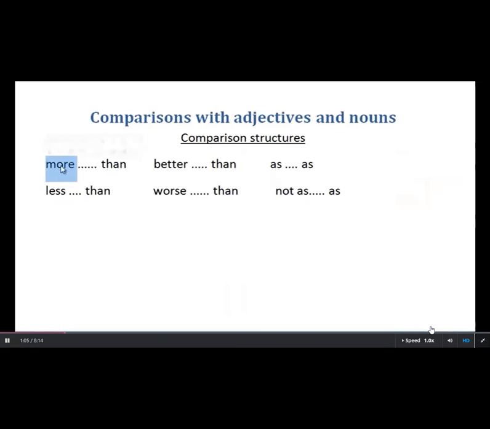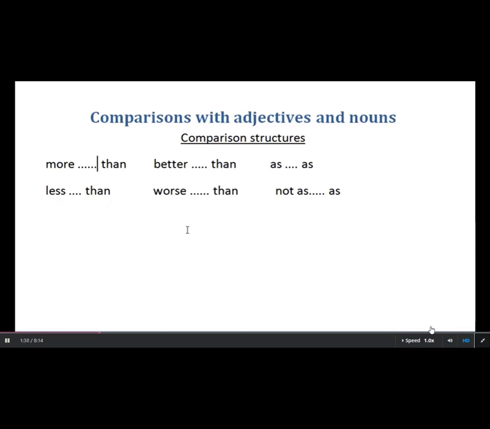So as you can see, we could say more, and here in the middle we will include an adjective. And then we'll include than, and that will make the comparison. On the other hand, we could use less, and at the same time, we'll use an adjective there. So a quick example: being a fashion designer is more interesting than being an accountant. Or being an accountant is less interesting than being a fashion designer, and so on and so forth.